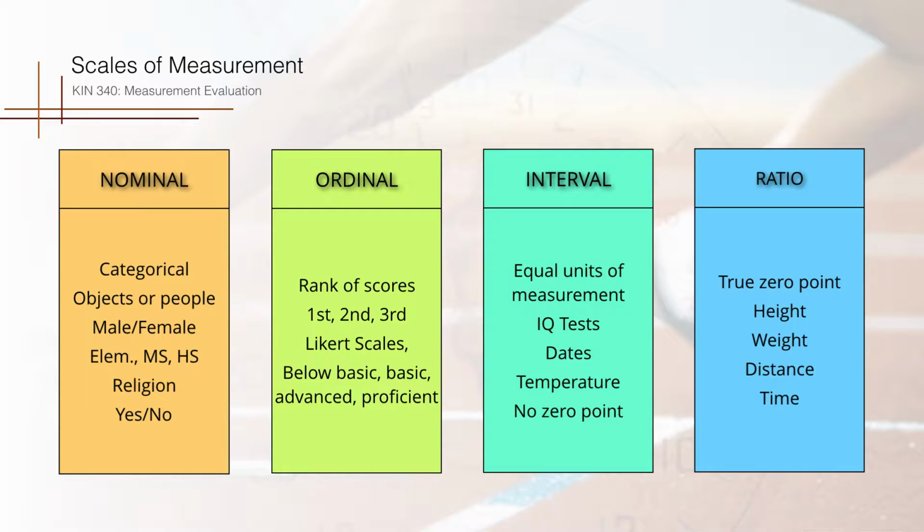The nominal scale of measurement is the most basic. As you can see here, it's simple, it's specific, it's clearly identified, and each category by itself is just as important as the others. There's no ranking of these categories.